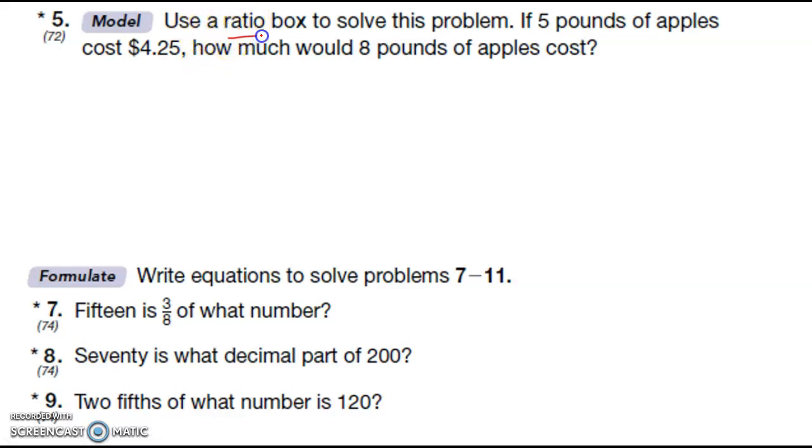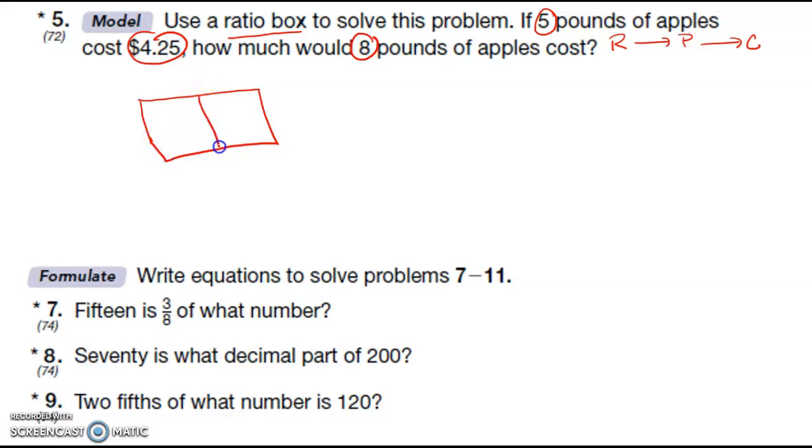Number 5 says use a ratio box to solve this problem. If 5 pounds of apples cost $4.25, how much would 8 pounds cost? So this is going to be a ratio box proportion cross multiply problem, and we're going to use a case 1, case 2 ratio box. Obviously my ratio box is going to lean to one side here for some reason. So case 1, case 2, and then I'm going to put dollars on the top, and pounds. It really doesn't matter where you put those. So $4.25 for 5 pounds. I want to know how much it's going to cost for 8.